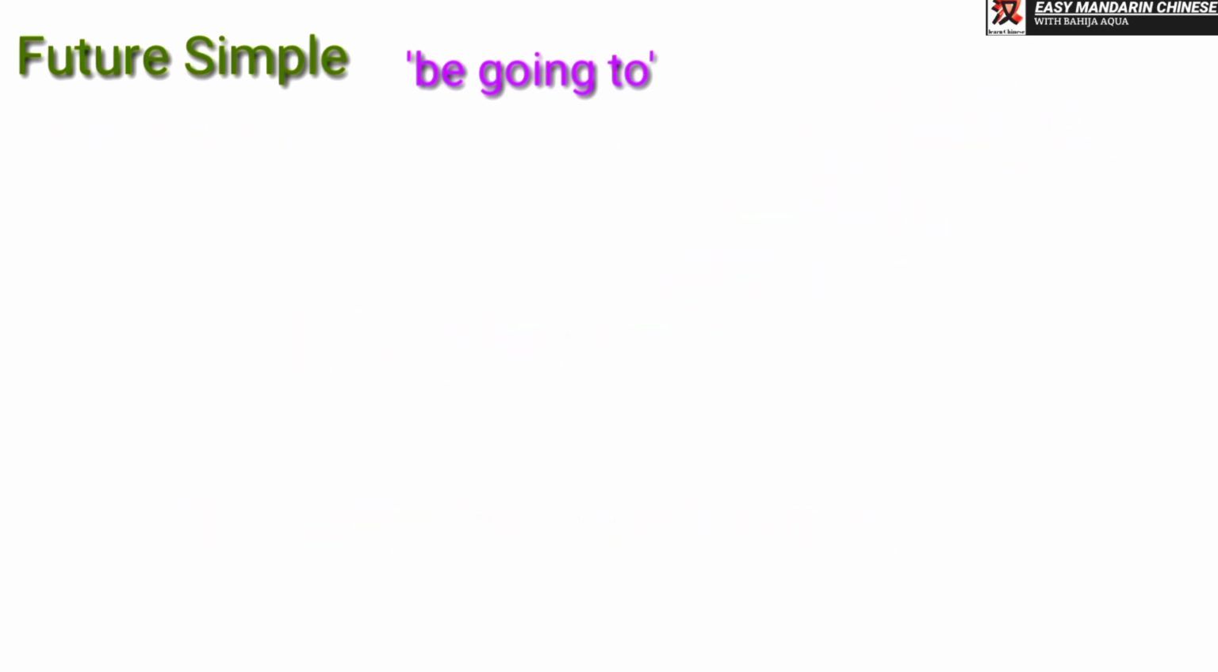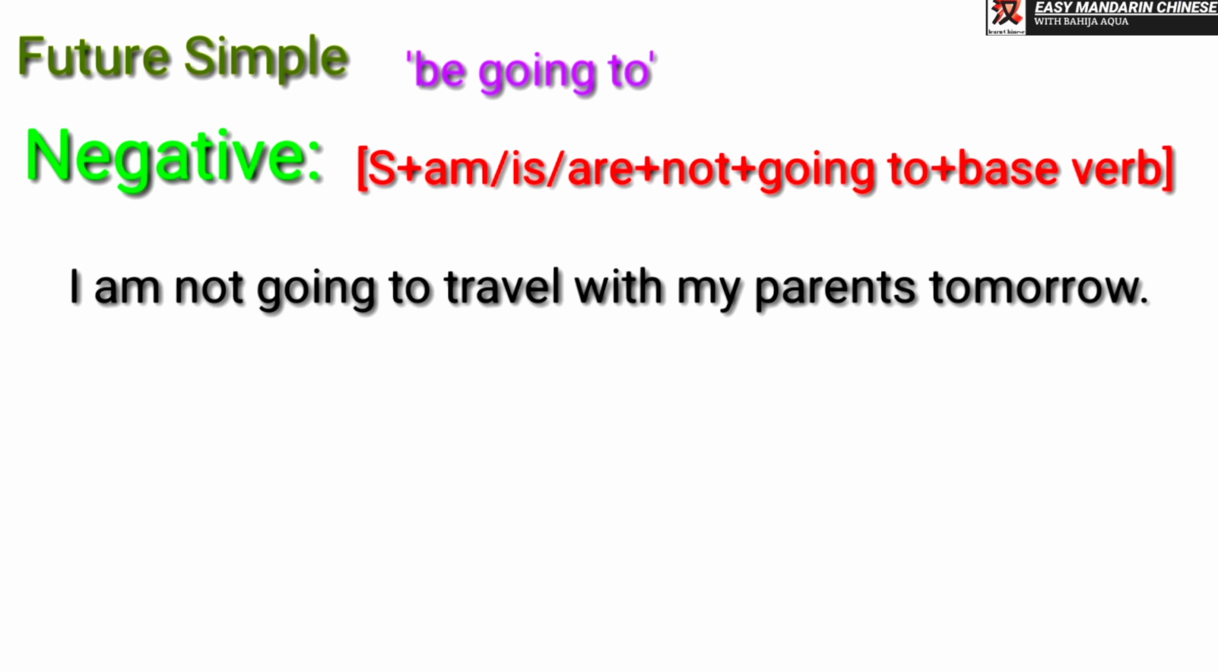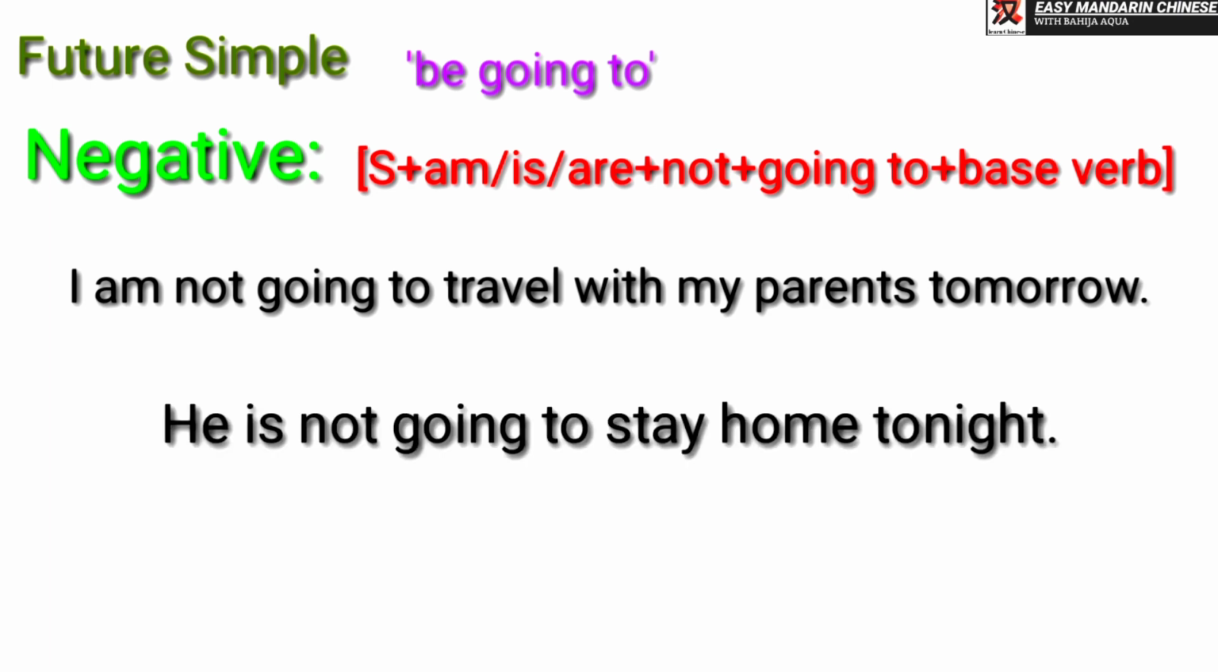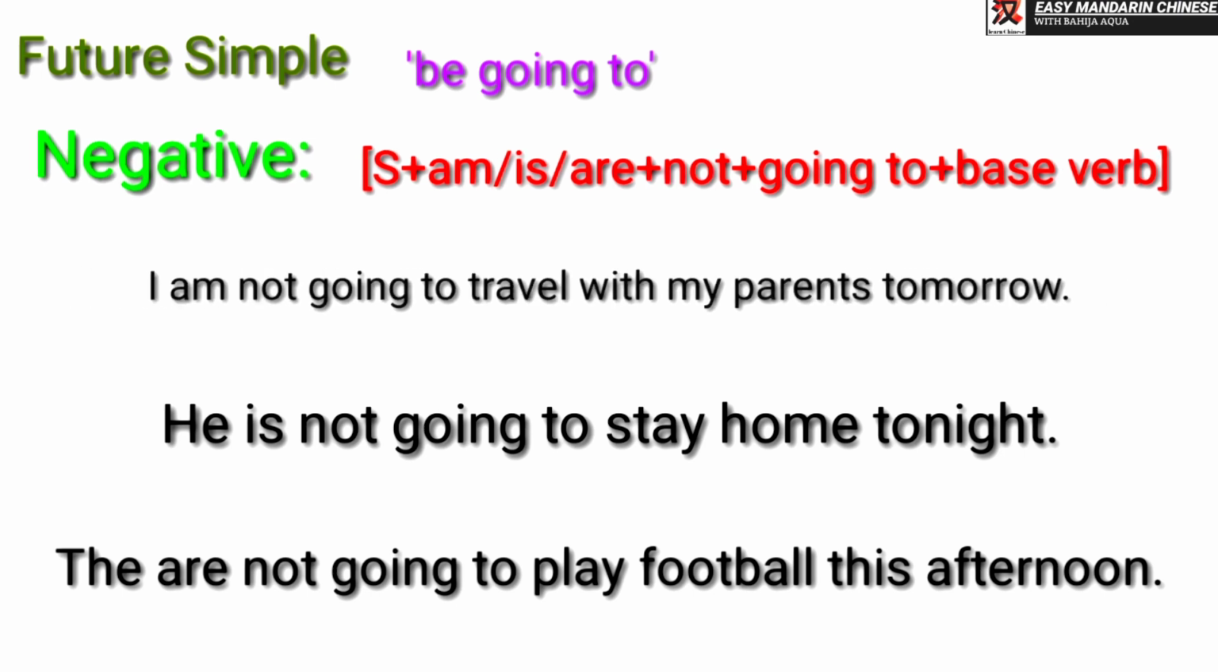Now, let's have a look at how we form negative with going to. I'm not going to travel with my parents tomorrow. He's not going to stay home tonight. They are not going to play football this afternoon.